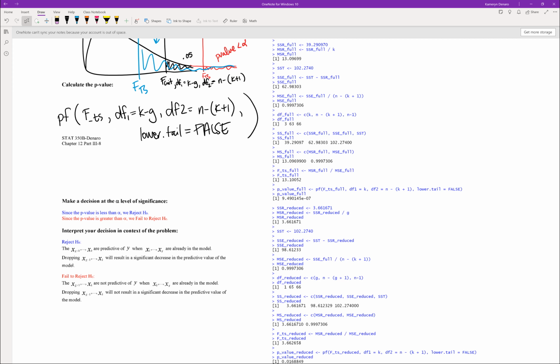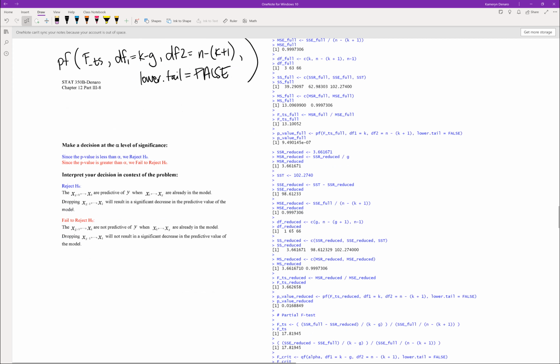If we fail to reject H0, we're really saying that all those slopes are equal to 0, or they're not different than 0 per se. So we're saying that x g plus 1 up to x k are not predictive of y when x1 to xg are already in the model. So dropping x g plus 1 to x k will not result in a significant decrease in the predictive value of the model.